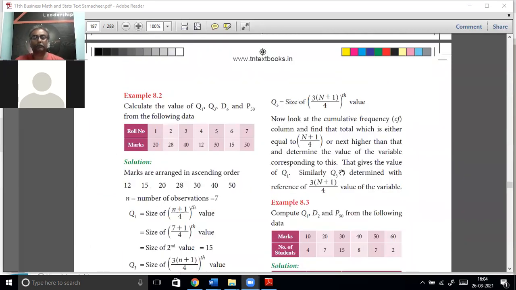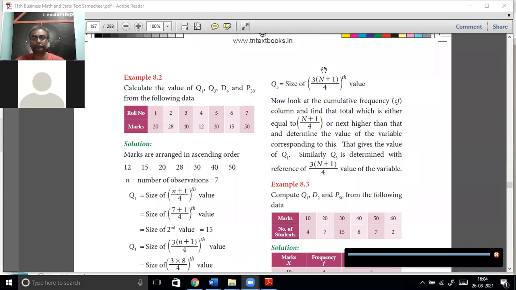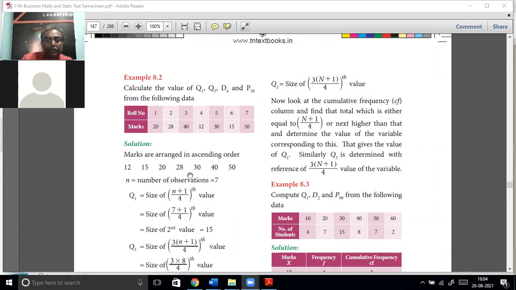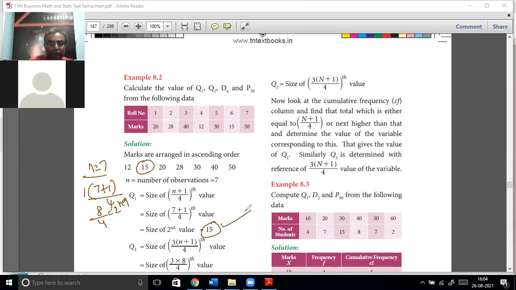Let us do one proper example now. Marks are arranged in ascending order already, so you do not do anything. Number of observations: 1, 2, 3, 4, 5, 6, 7. So n is equal to 7. Now Q1 is equal to 1 into 7 plus 1 by 4, 8 by 4, that is equal to second item. Second item is 15. So Q1 is equal to 15.